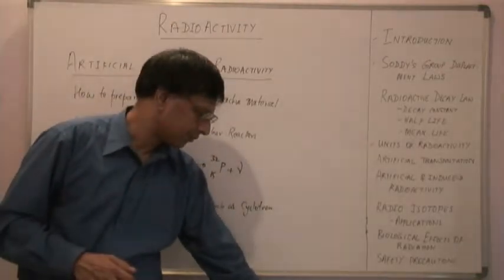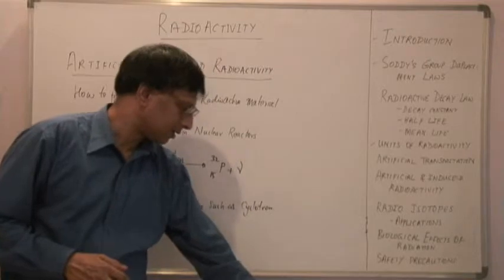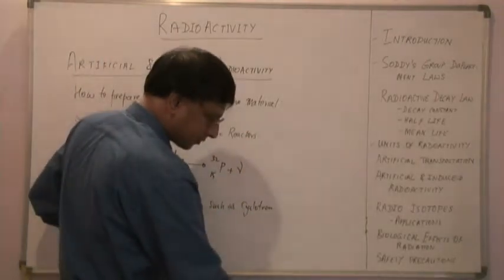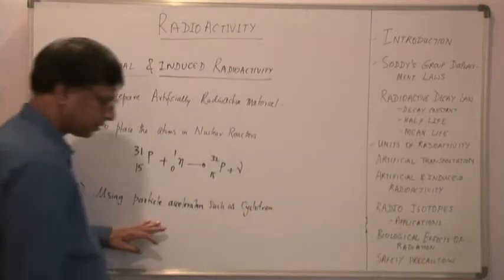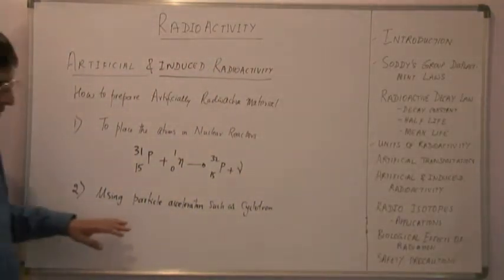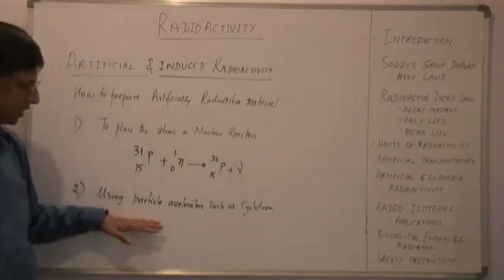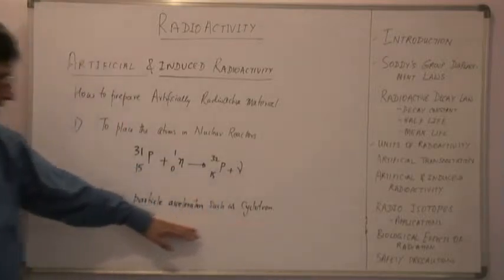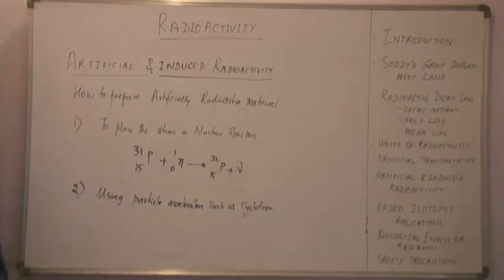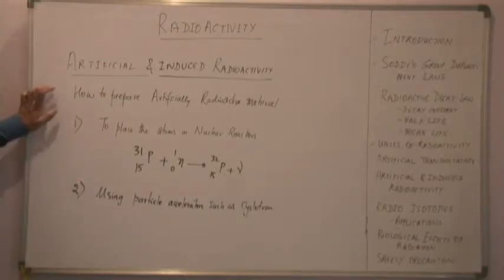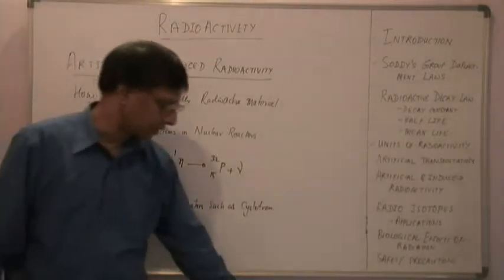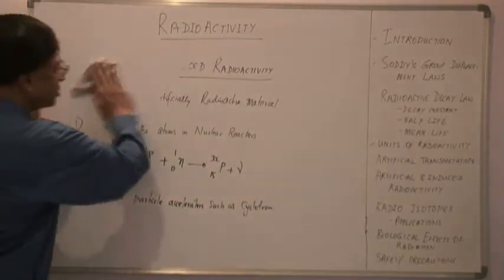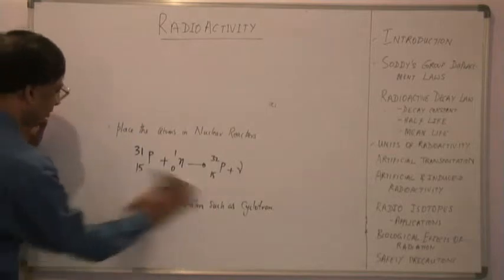An example of this is magnesium being bombarded with deuterons to produce radiosodium. So radiosodium is made using this method of using a cyclotron. So this covers artificially induced radioactivity. Now let us look at the next topic, that is radioisotopes. We are now going to talk about the topic of radioisotopes.